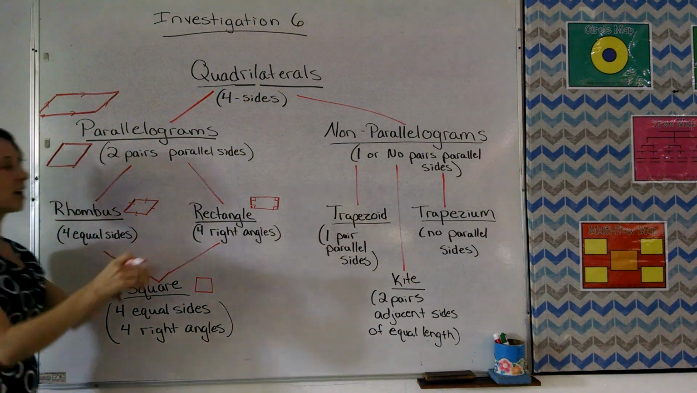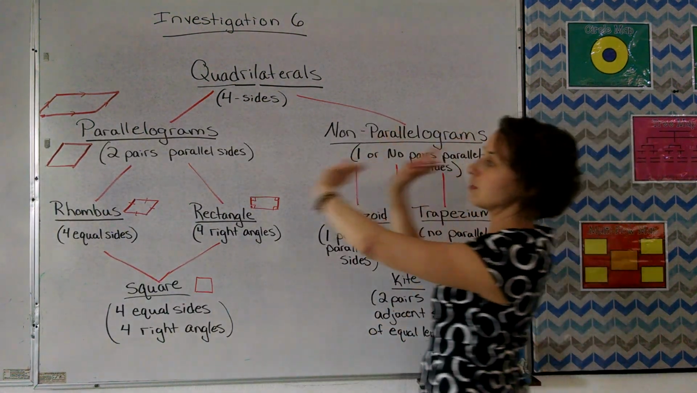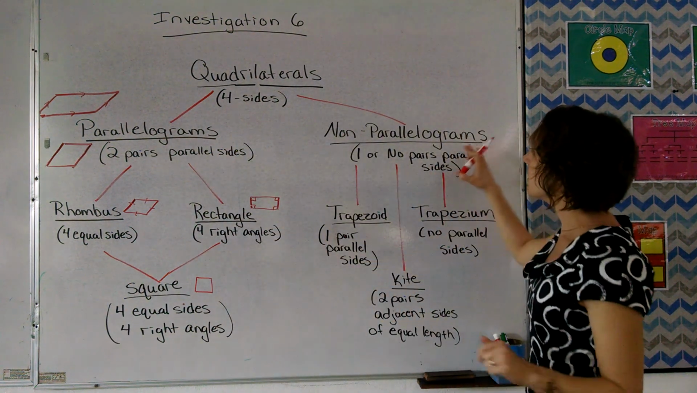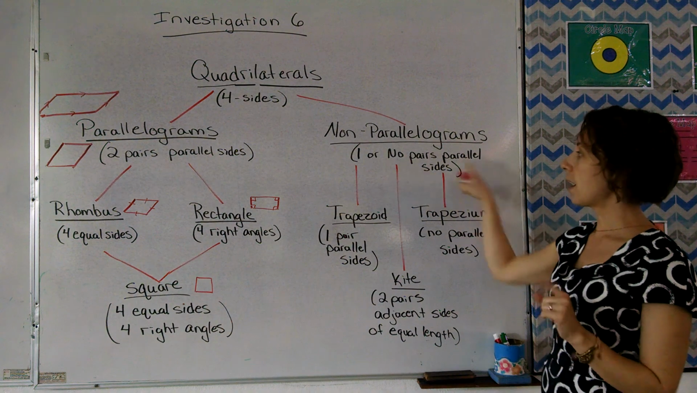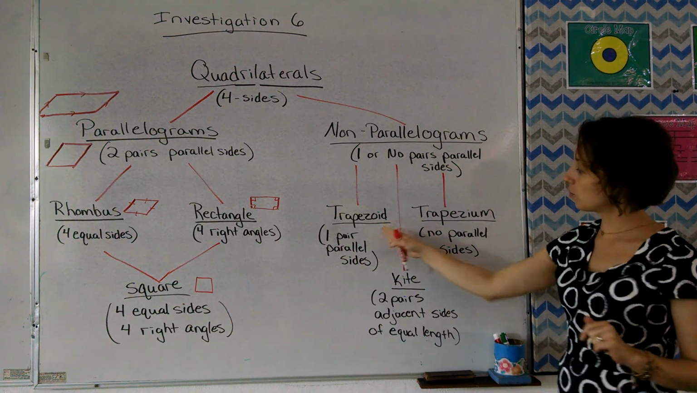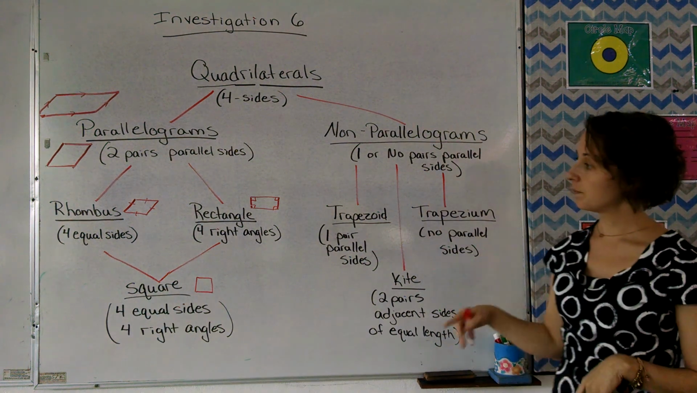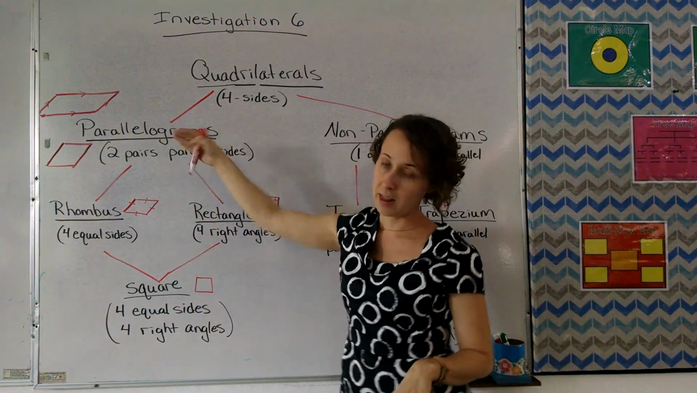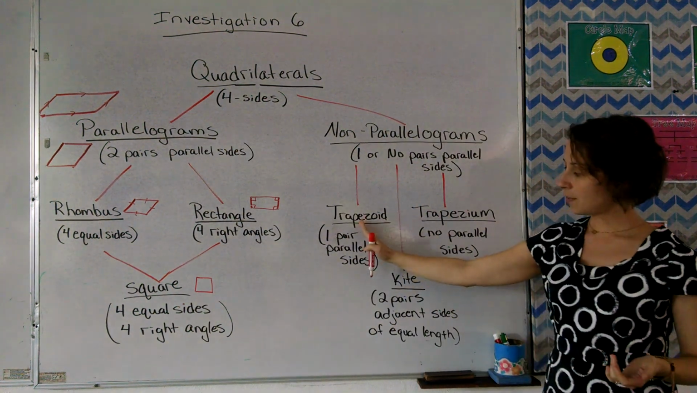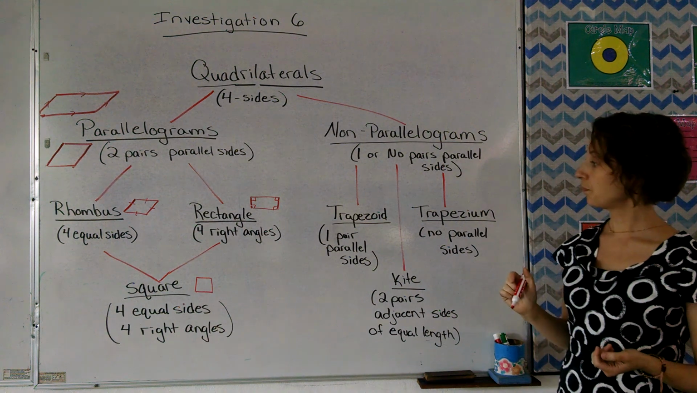Let's look at the other side of our family tree here. This would be the other half of the family. Maybe if that was mom's side, this is dad's side. These are non-parallelograms. They have only 1 or no pairs of parallel sides. And there's 3 different types. Notice they don't interact. So whereas in this one, a square is a rectangle is a parallelogram, here a trapezoid is not a kite, and a kite is not a trapezium.